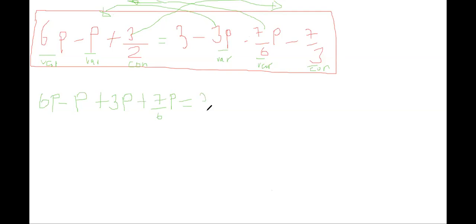Everything is being transferred to the other side of the equation. 3 minus 7 over 3. So we have this constant, it has to come here. The sign is positive, so it will be negative when it's transferring from one side to another. It will be minus 3 over 2.